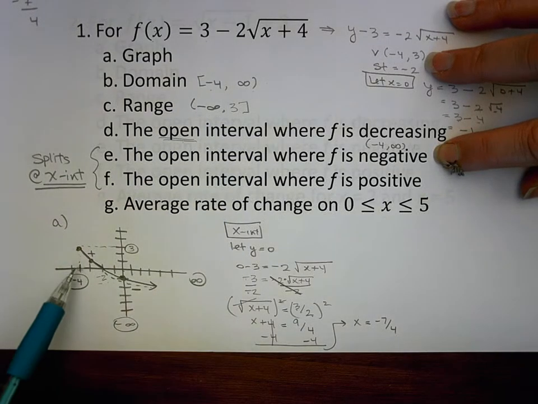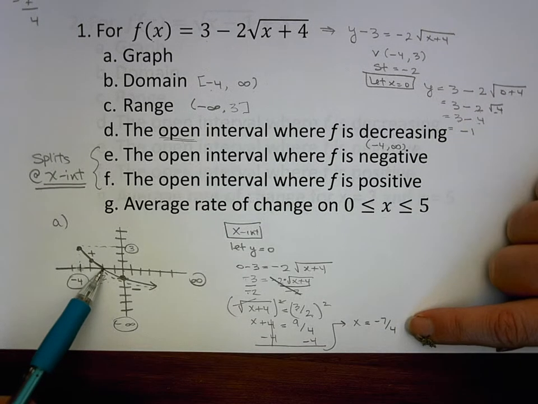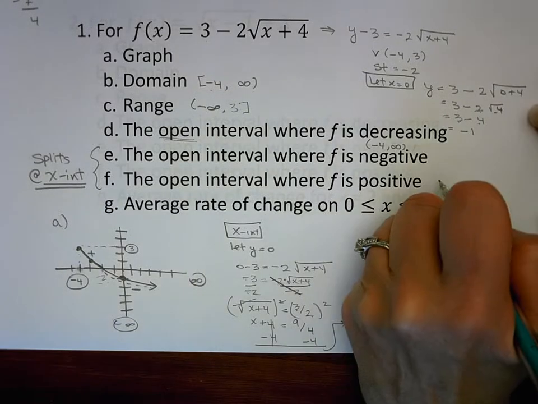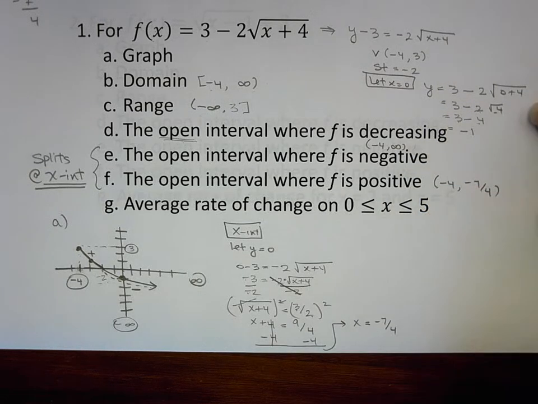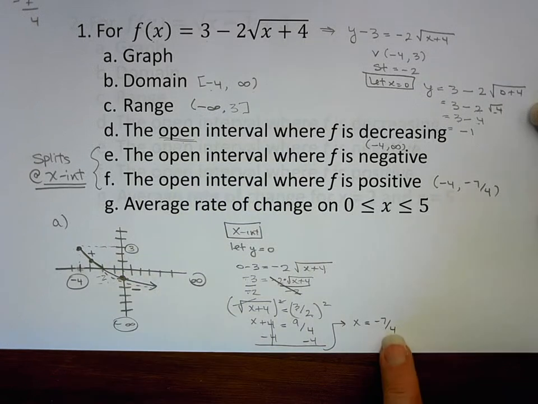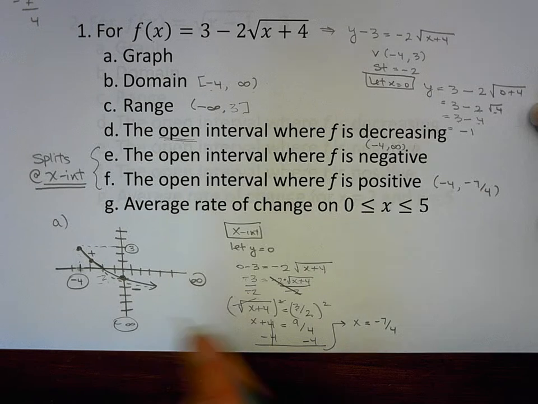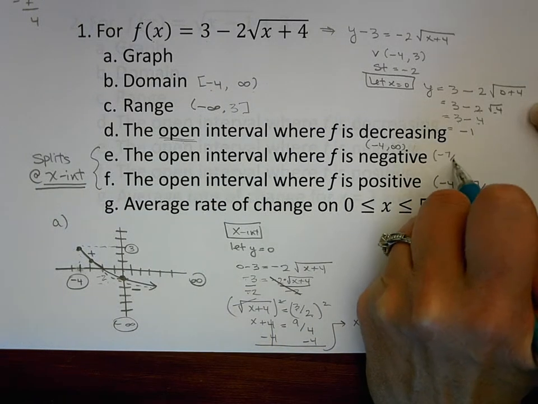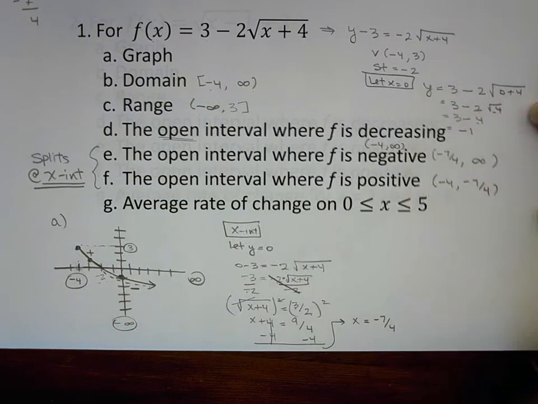So if I look here, it starts at -4 and goes until I get to the x-intercept, which is at -7 over 4. So I am positive from -4 to my x-intercept. So -4 from my domain, -7 over 4 from my x-intercept. And then I dip below the x-axis, starting at the x-intercept, and then I stay below, so to infinity.